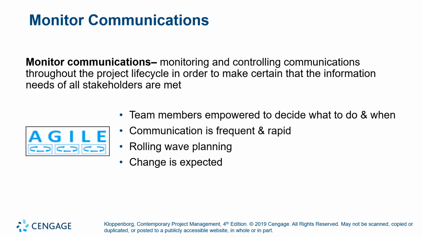Remember, teams are empowered to decide what to do. You leave it up to the team to determine the direction of how the project will go. In agile framework projects, that communication is frequent and rapid. You're meeting every day. You're actively collaborating. Rolling wave planning is consistent, continual planning every day. That's all it is. And know that in an agile project change is expected, that things happen, and that's part of agility, right? Being able to switch positions, being able to switch how things are going. That's key.